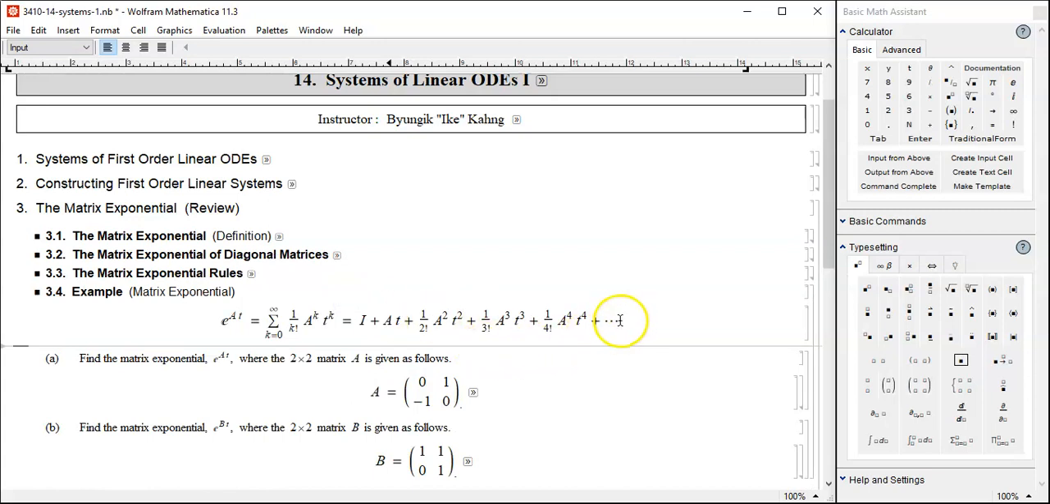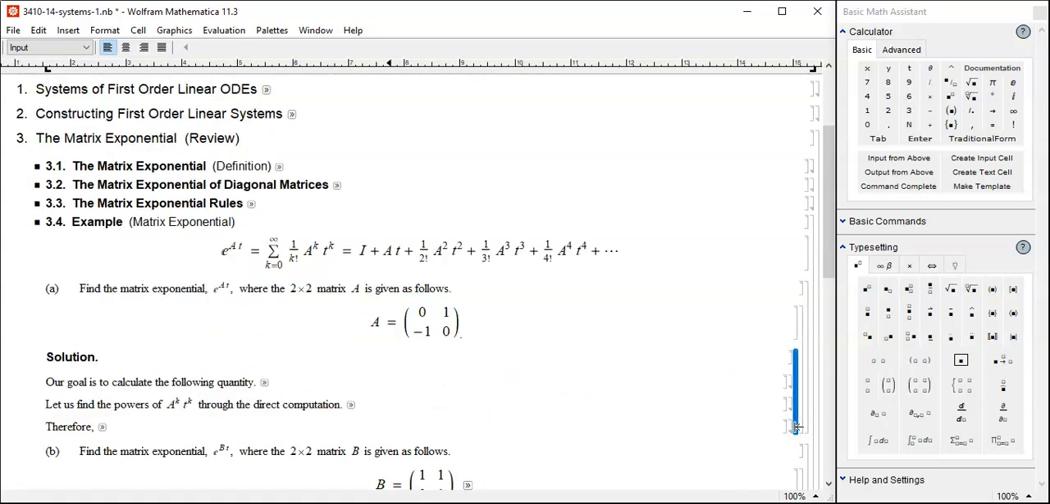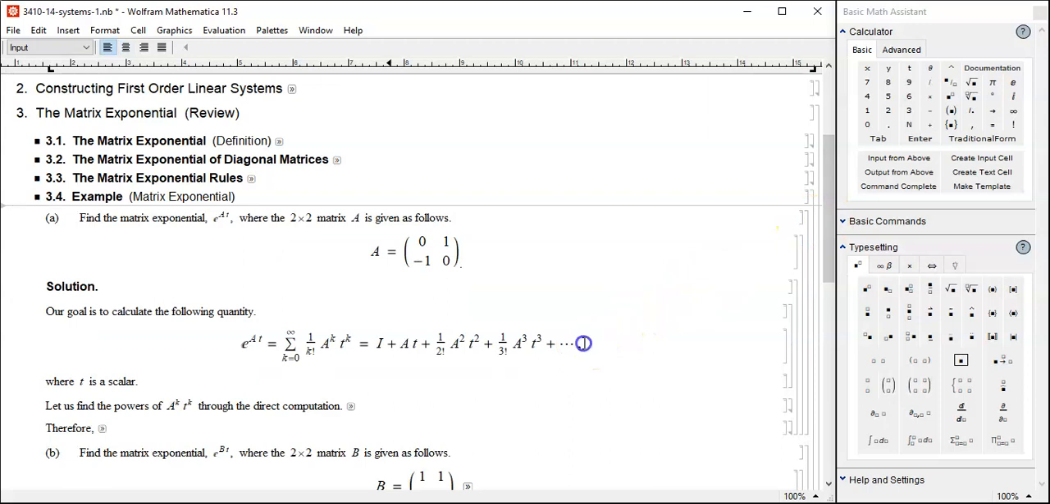And then let's try to work this one out. Okay, all right. Oh, I already have it here. Okay, so our goal is to calculate this quantity where t is a scalar. All right, so far so good.